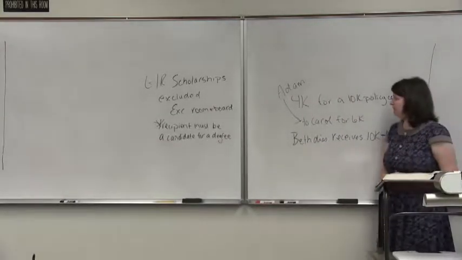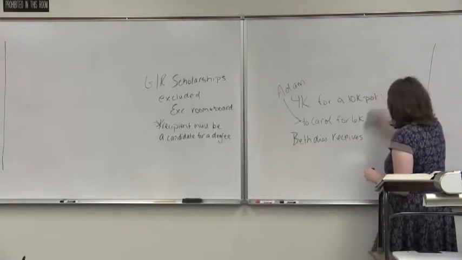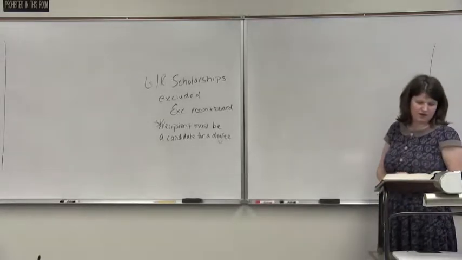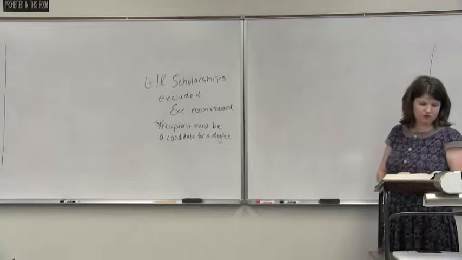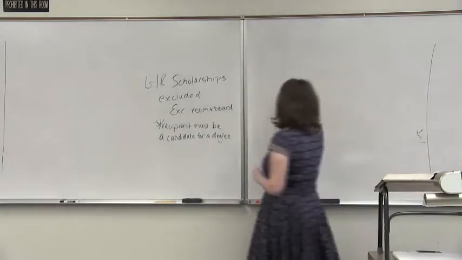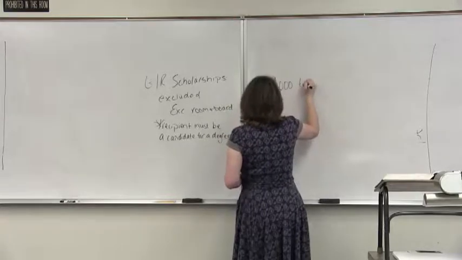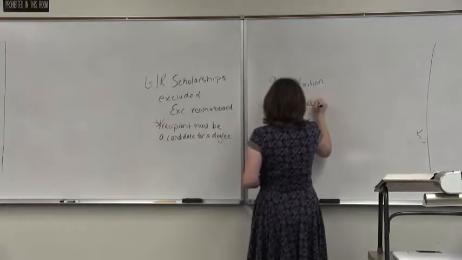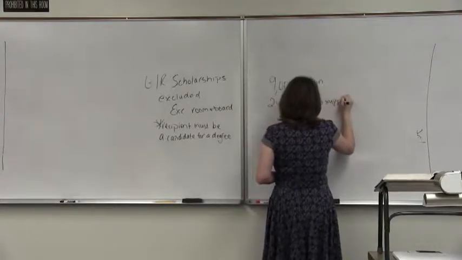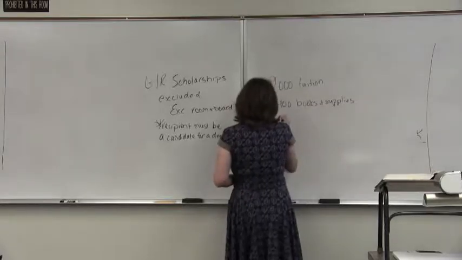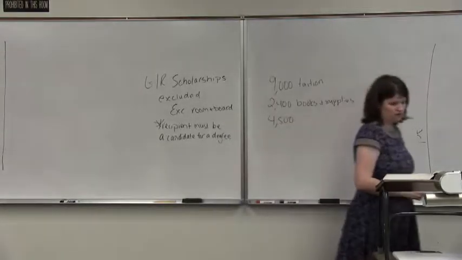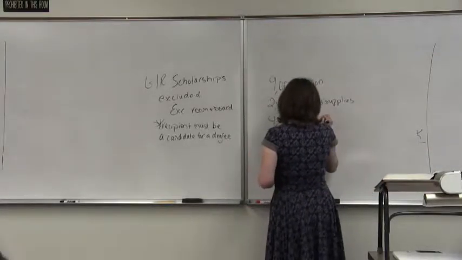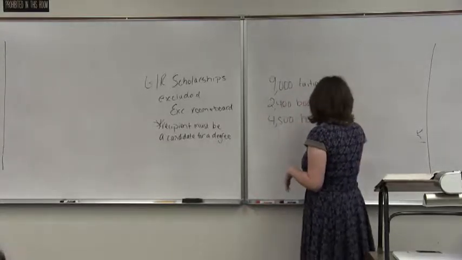We look at example 9. We have Kevin, who received an athletic scholarship from the school. The scholarship pays tuition of $9,000. So we have $9,000 of tuition, $2,400 for books and supplies, and $4,500 for housing and food. Housing, food, laundry, transportation costs, stuff like that.